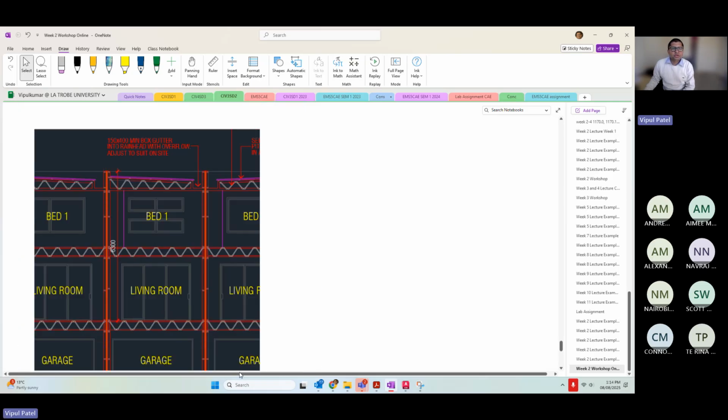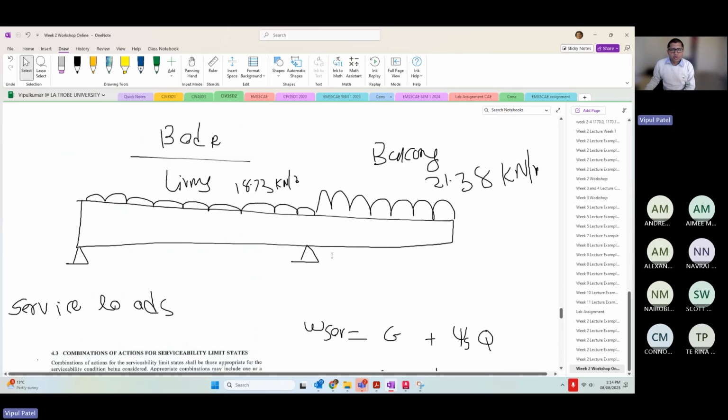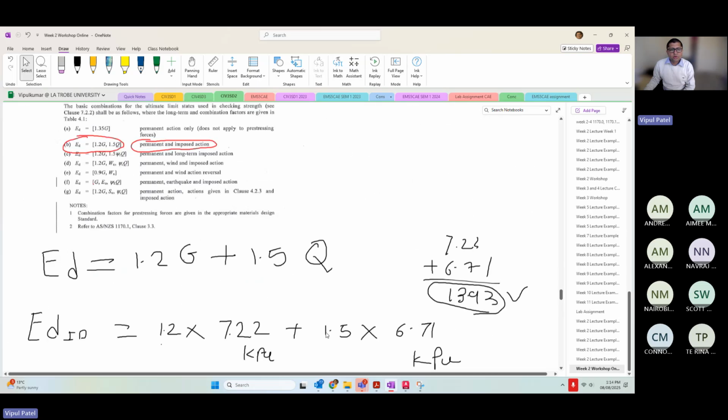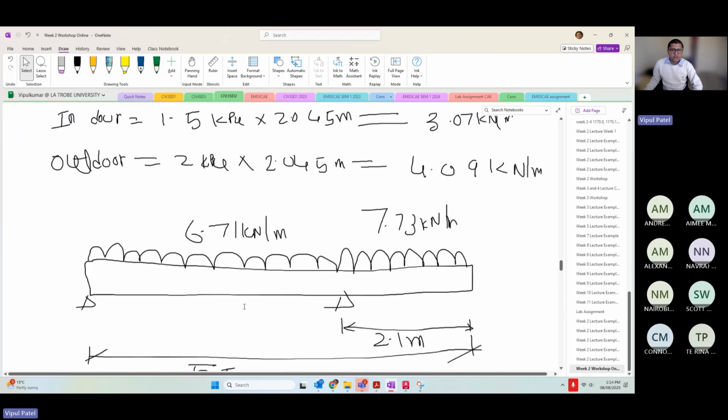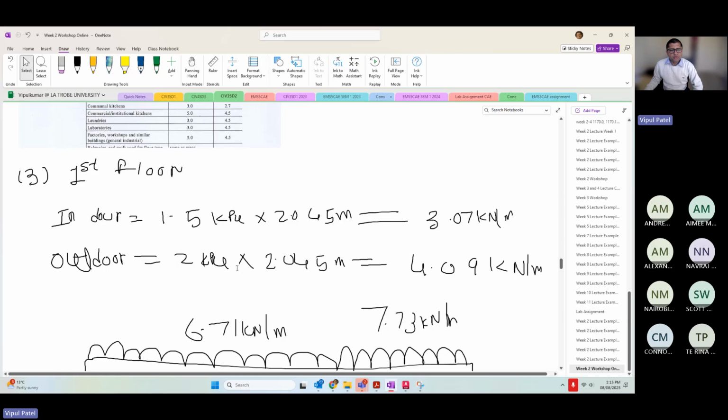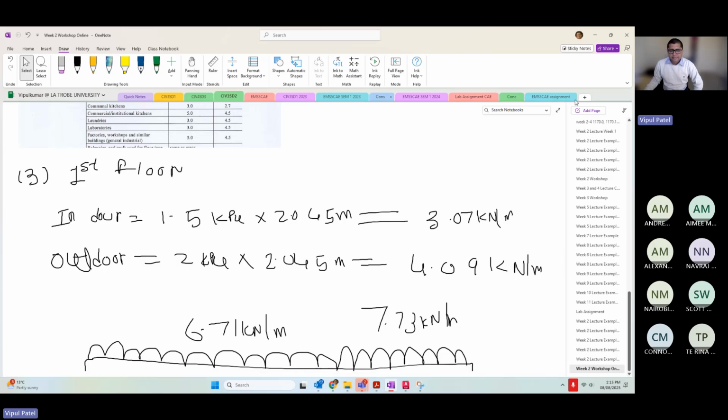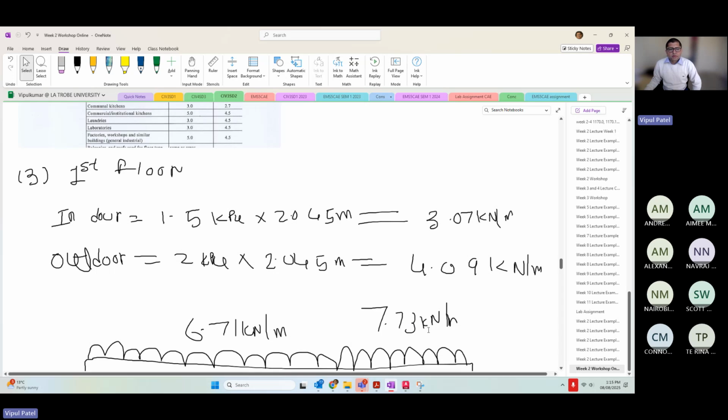And any measurements that you think is required, you can go into the AutoCAD file, these 5.5 meters and all, they are there. Okay, load width, this one also you can measure it, 2.045 meters. But anything that's suspicious, you contact me and then we will be okay.